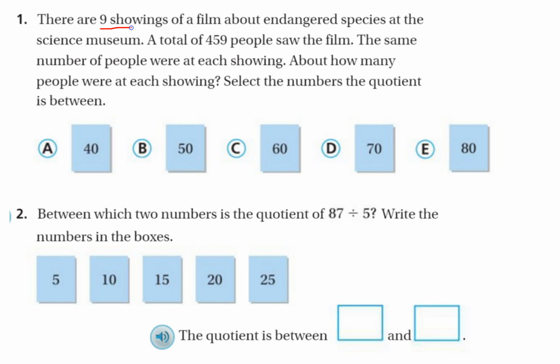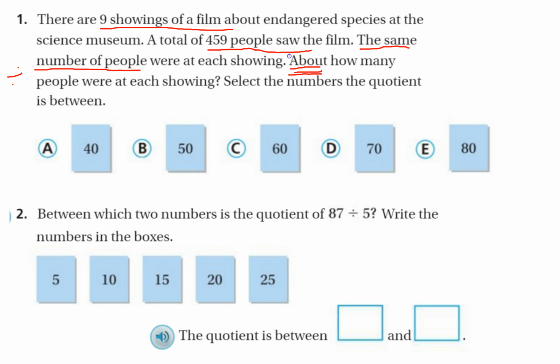All right, there are 9 showings of a film about endangered species at the Science Museum. A total of 459 people saw the film. The same number of people. Anytime we see the same number, equal amount, sharing equally, that tells us that it's going to be a division problem. So be reading for that. The same number of people, equally distributed, shared equally. And then about how many.